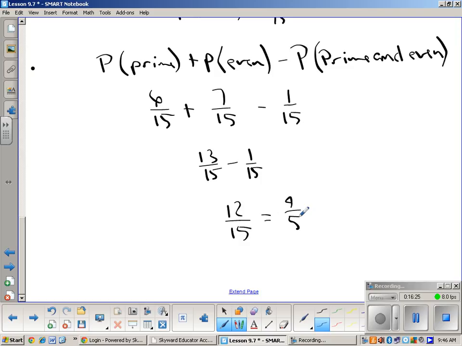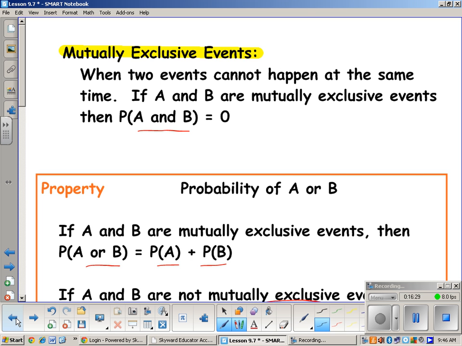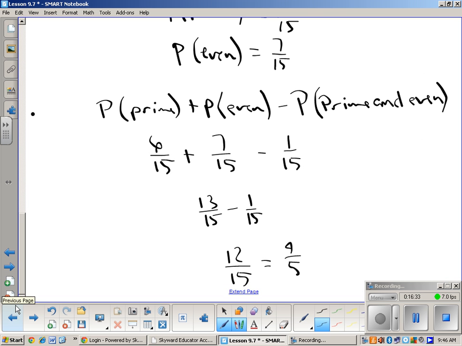Yes? Is the reason why they're not mutually exclusive because of the overlap of 2? Right. Because they have at least one situation where they can both occur at the same time. I can pick a prime number and an even at the same time. It could be the number 2. That's the only one, yeah.